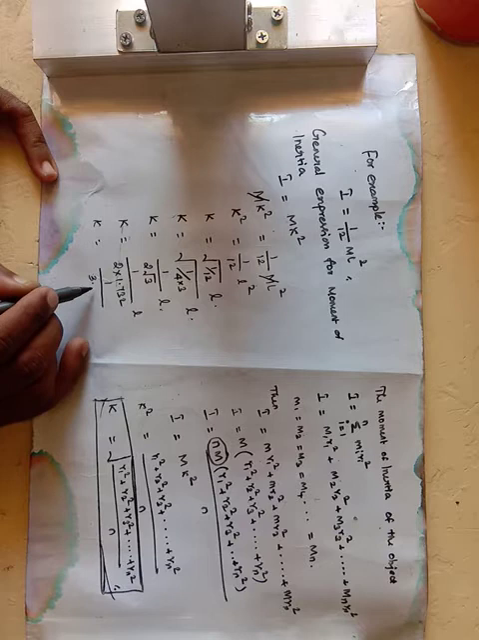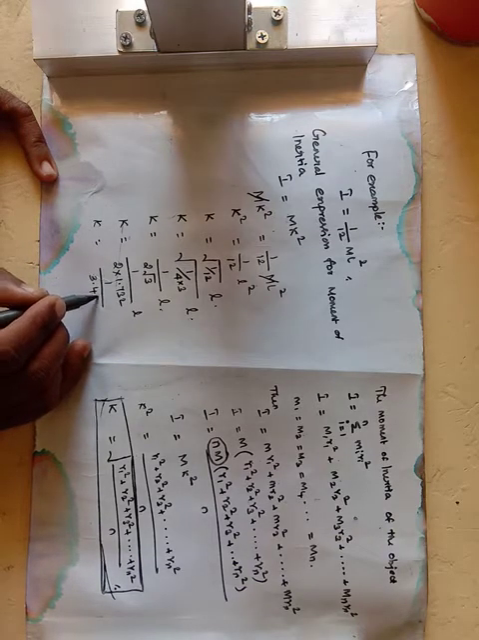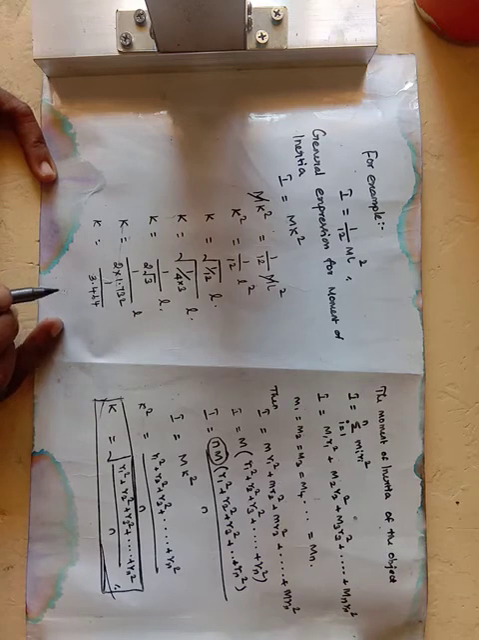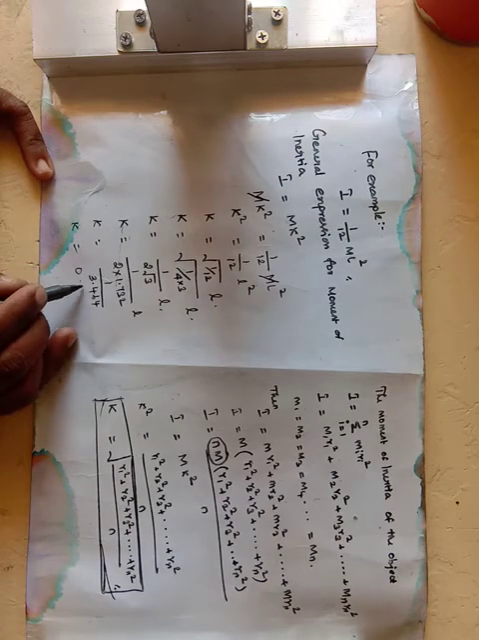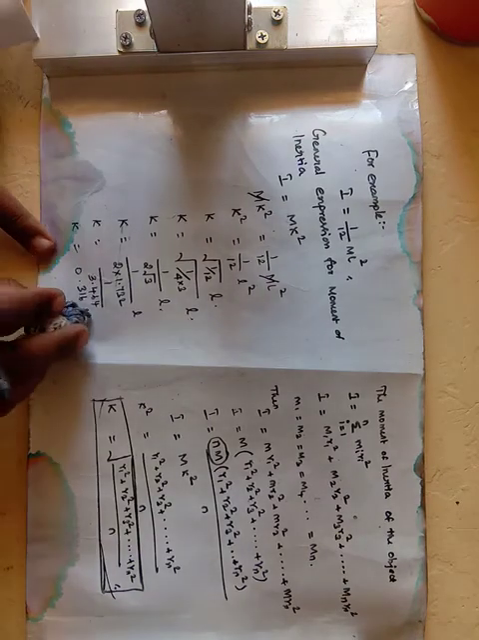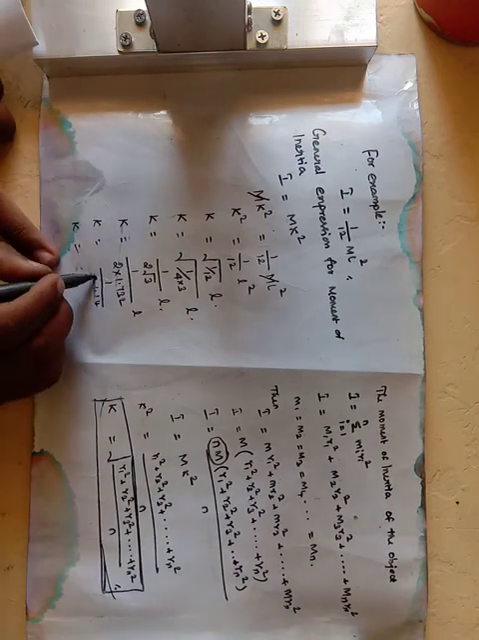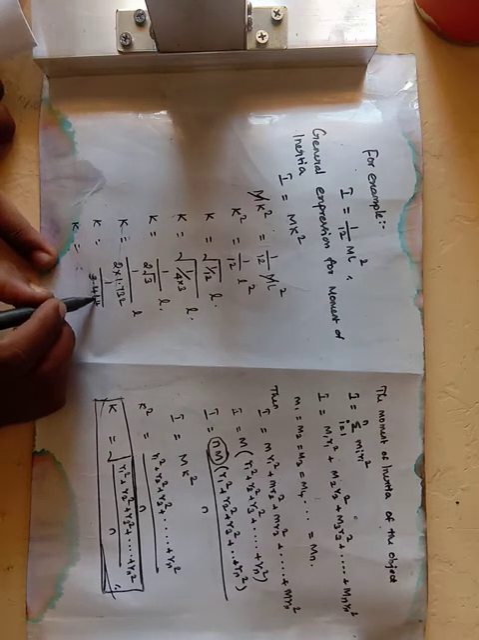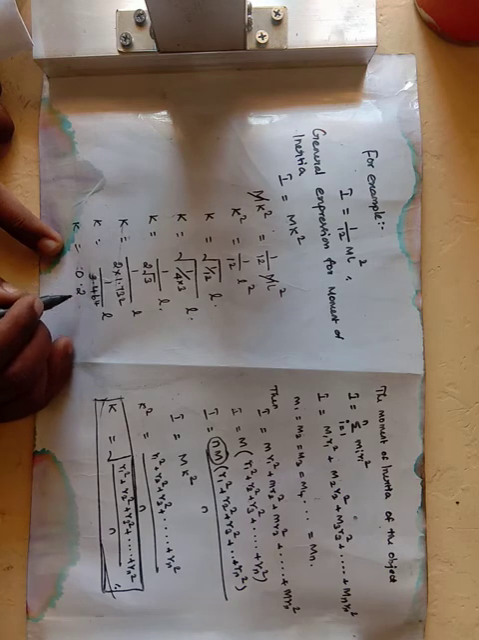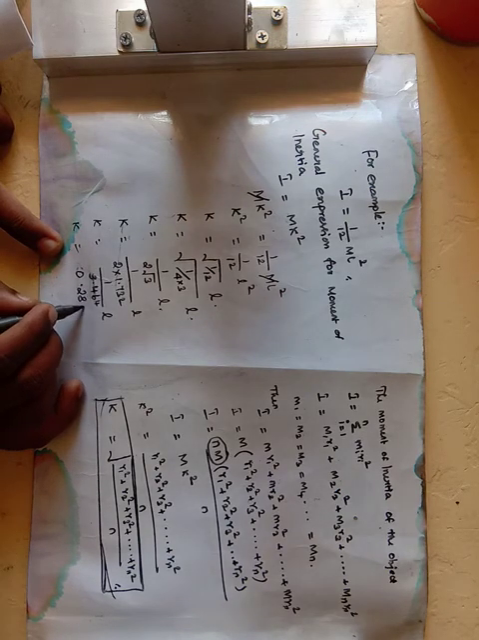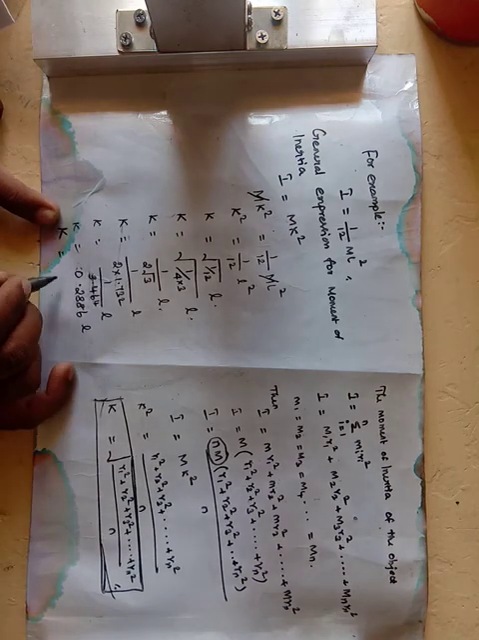That value is 3.464. Okay, friends. So 1 divided by 3.464, so k is equal to 0.2886 L. So in the next step we can write k is equal to 0.289 L.